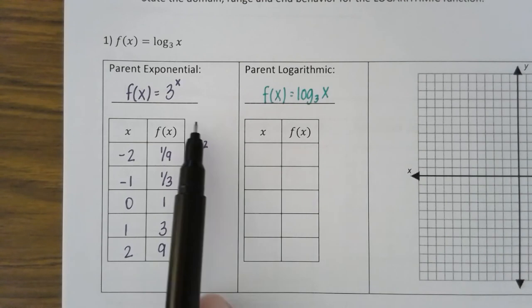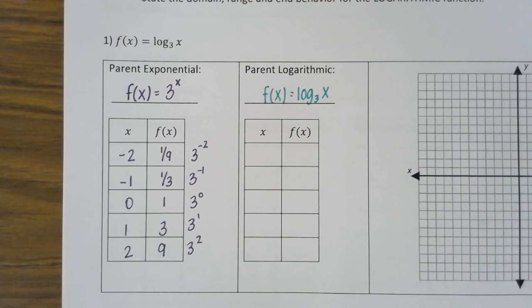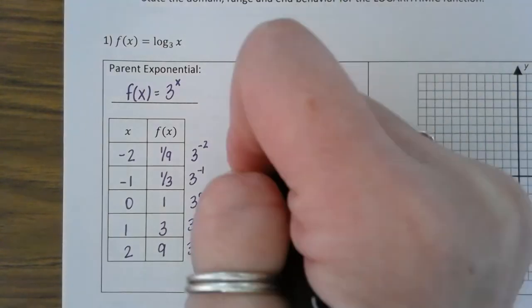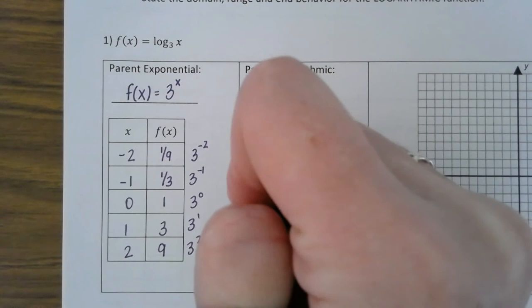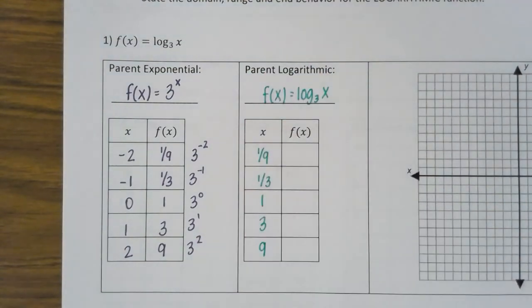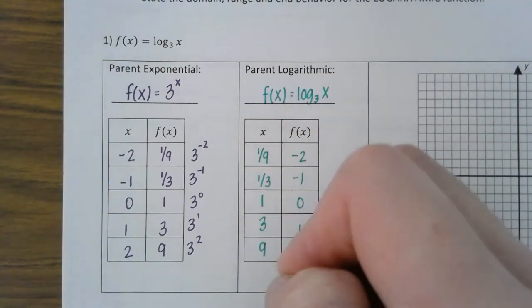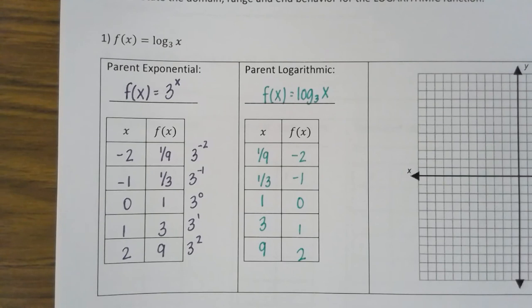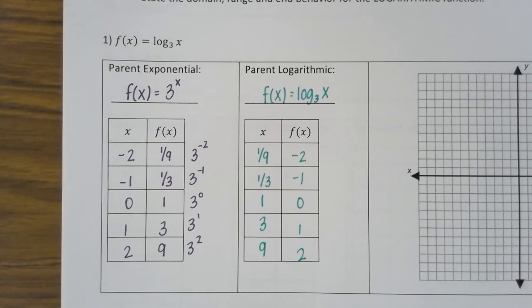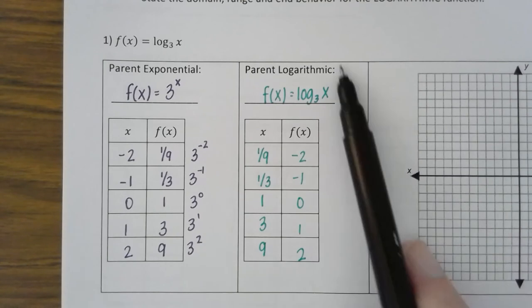So to get the logarithmic function, all I'm going to be doing is taking this table of values and literally just switching the x's and the y's. So my x values are going to become 1/9, 1/3, 1, 3, and 9. And then the y values are going to be -2, -1, 0, 1, and 2. And this is going to be the table that I want to graph.